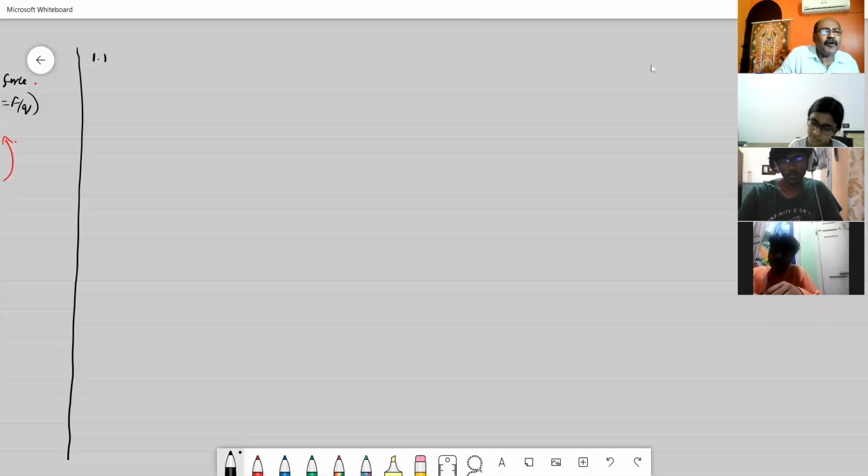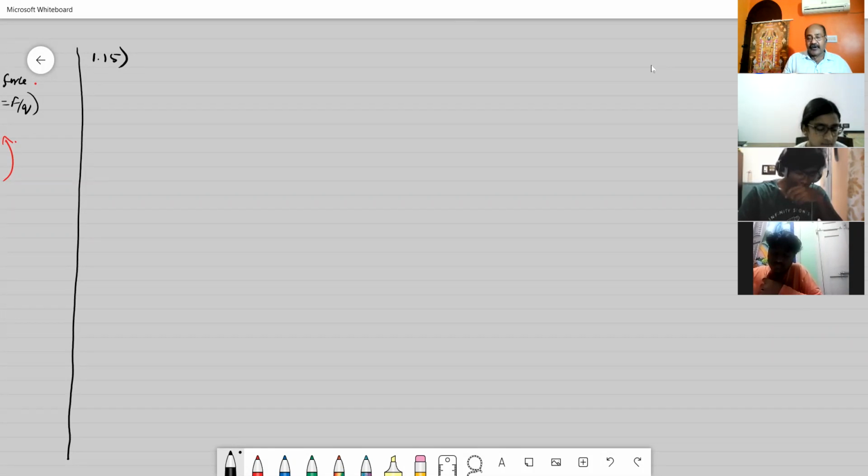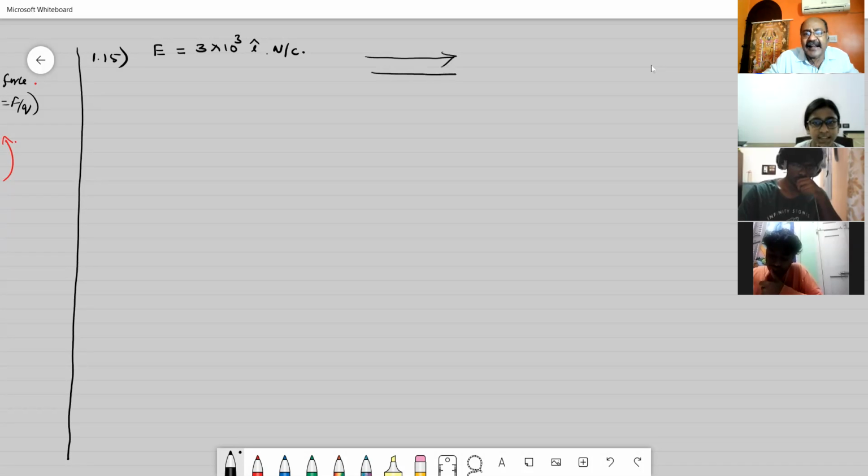See the problem number 1.15. Let us go through the problem. Consider a uniform electric field E, which is equal to 3 into 10 to the power of 3 i cap Newton per coulomb. That is, i cap represents that it is acting along the x-axis. So the electrical field E vector is 3 into 10 to the power of 3 i cap Newton per coulomb, which represents that the electrical field is acting along the x-axis.